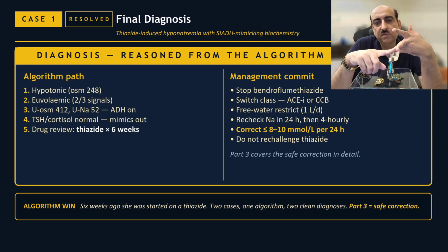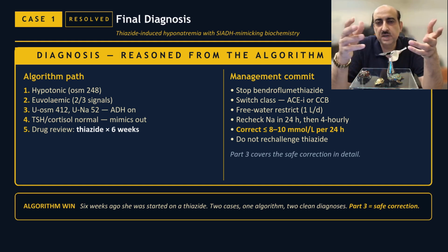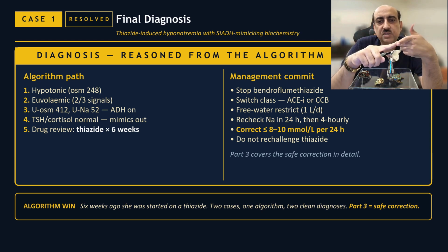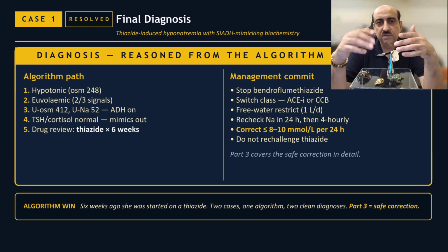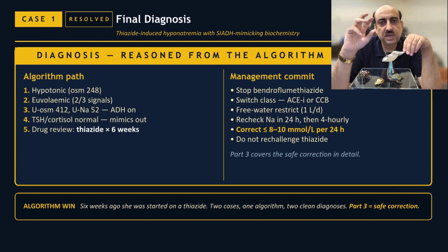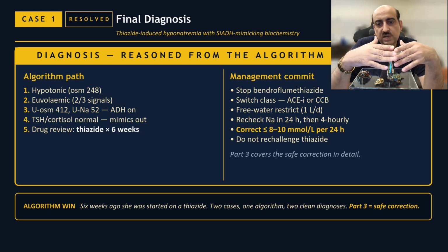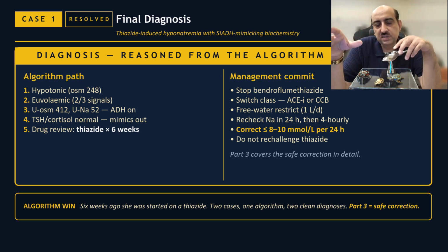You can restrict the free water intake to about a liter, 1.2 liters, depending upon the patient's body habitus. Recheck sodium in 24 hours and then every 4 to 6 hourly. Target correction should not be more than 8 to 10 millimoles in any given 24-hour period. This is on UpToDate and in clinical guidelines, and follow your local guidelines as well. Do not re-challenge with thiazides in future because they have a very high risk of recurrence.